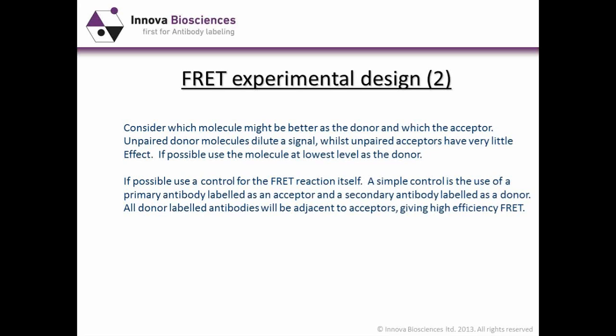A very simple control of this nature is to use a primary antibody labeled as an acceptor and a secondary antibody labeled as a donor. When you add the secondary antibody into the system to bind to the primary, you should then get a very high efficiency FRET reaction, and you can use that as a positive control.